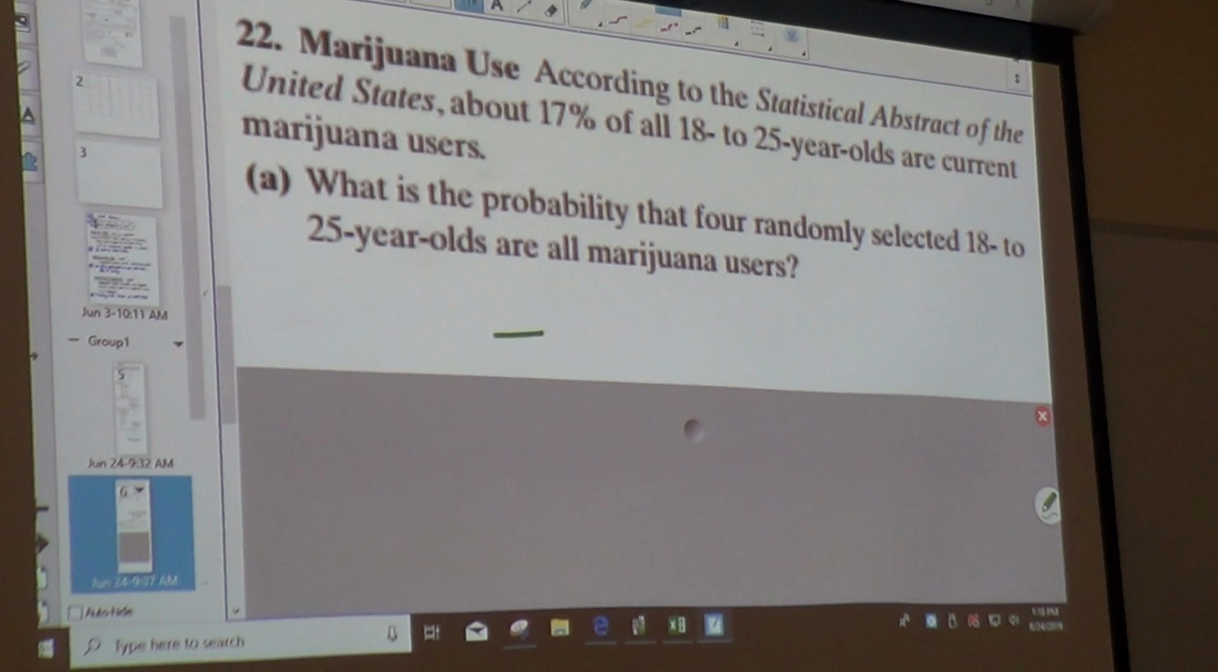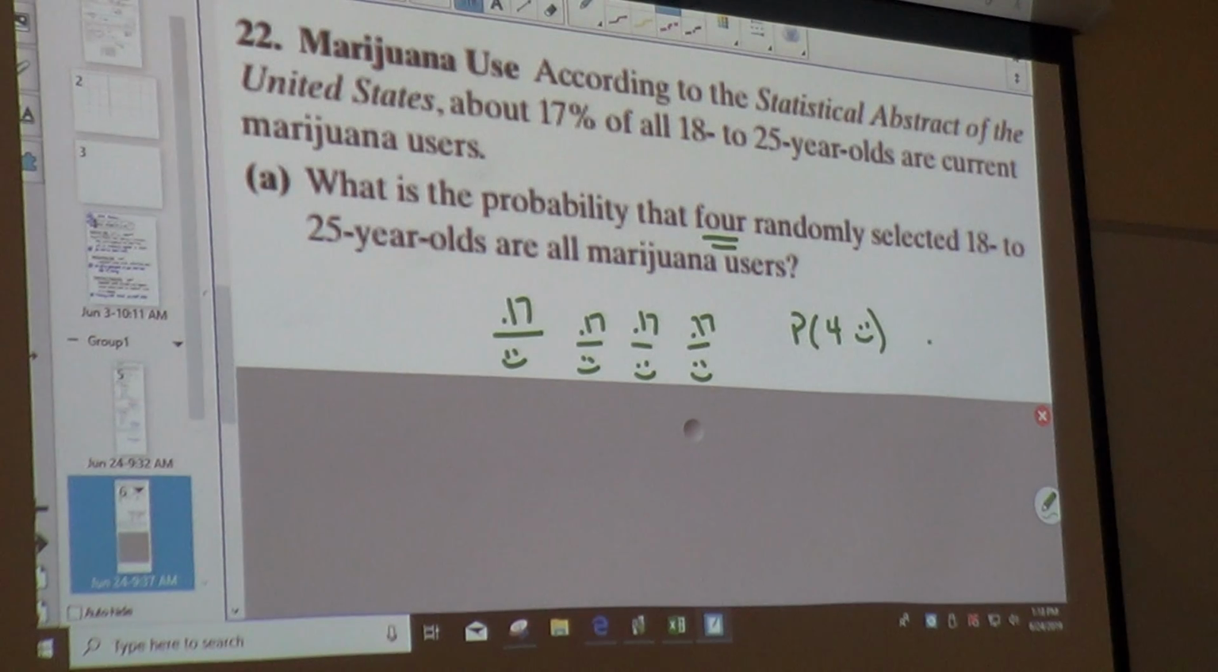Okay, so the probability that the first person is a user is 0.17. And we are picking 4 people. So the probability that the next person is a user, not that a user should be a smiley face, but the probability that the next person is a user. So the probability that we have 4 users is going to be 0.17 to the 4th power, or whatever that is decimal-wise.